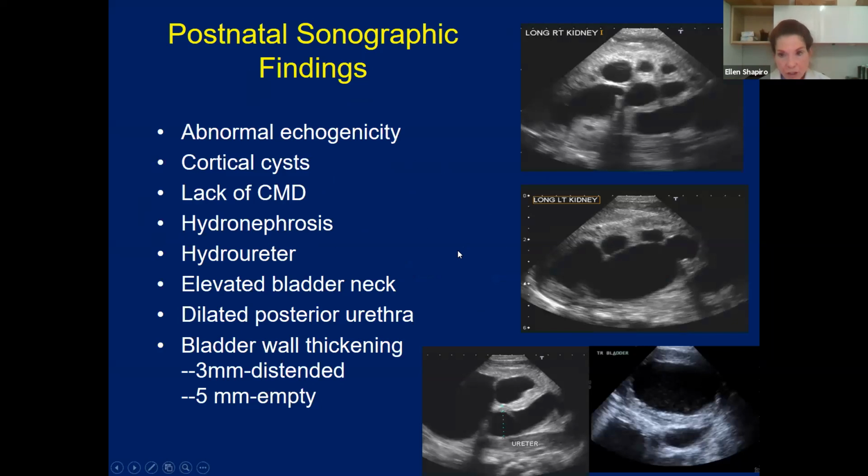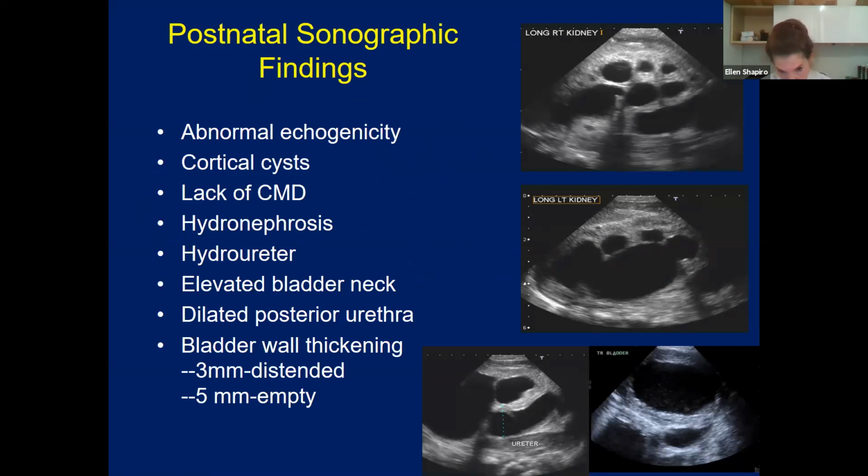What are the postnatal sonographic findings? Well, abnormal echogenicity is seen here. Cortical cysts, there are some small cysts seen here. Lack of corticomedullary differentiation. We can all see that these are calyces, not medulla, and there's no medulla seen. Hydronephrosis, hydroureter, elevated bladder neck, dilated posterior urethra, and bladder wall thickening.